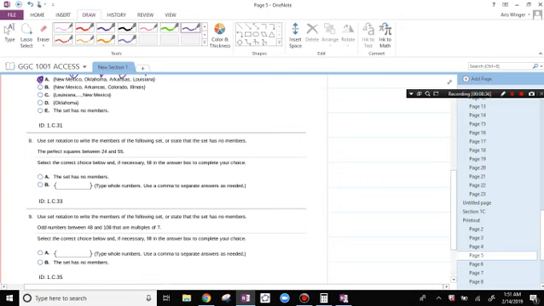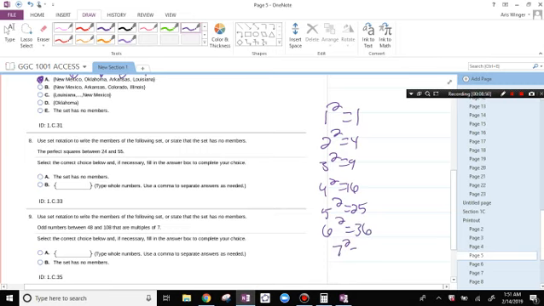Perfect squares: 1 squared is 1, 2 squared is 4, 3 squared is 9, 4 squared is 16, 5 squared is 25, 6 squared is 36, 7 squared is 49, 8 squared is 64. Here are the perfect squares, at least the first 8.